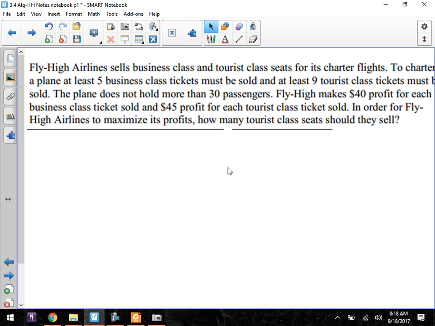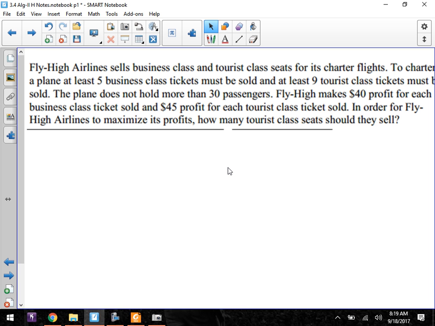Exactly. Fly High Airlines sells business class and tourist class seats on its charter flights. To charter a plane, at least 5 business class tickets must be sold and at least 9 tourist class tickets sold. The plane doesn't hold more than 30 passengers. They make a profit of $40 for each business class and $45 for each tourist class. In order for Fly High Airlines to maximize its profits, how many tourist class seats should it sell?